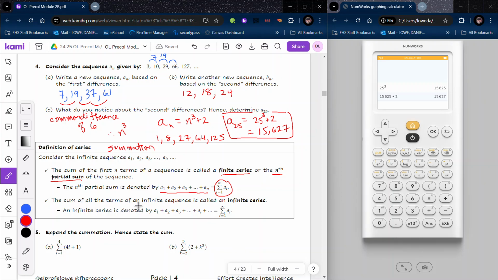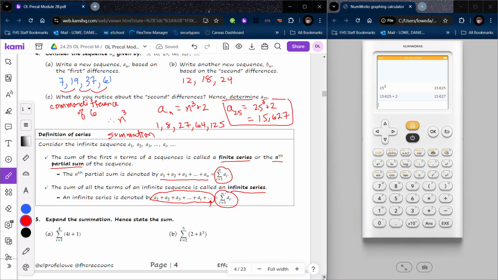Okay? The sum of all the terms of an infinite sequence is called an infinite series. So if I added up all the terms going on infinitely, and remember the three dots means to go on forever, then I could have the same summation, but that top part of the summation would be infinity. Okay, so how can I do that?